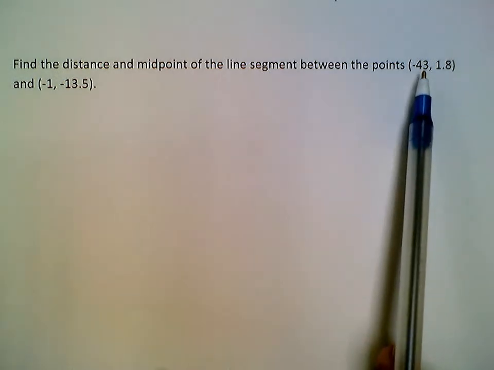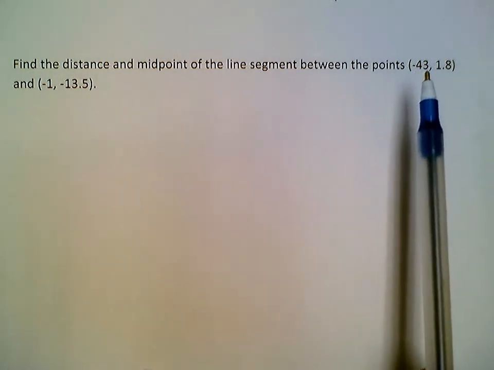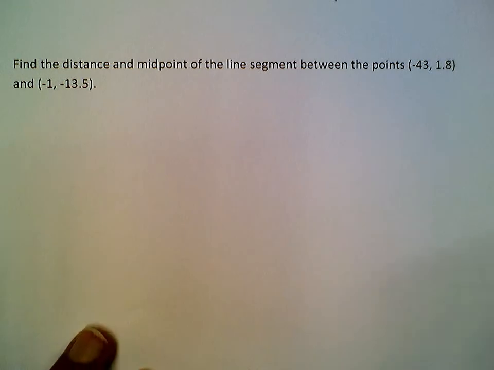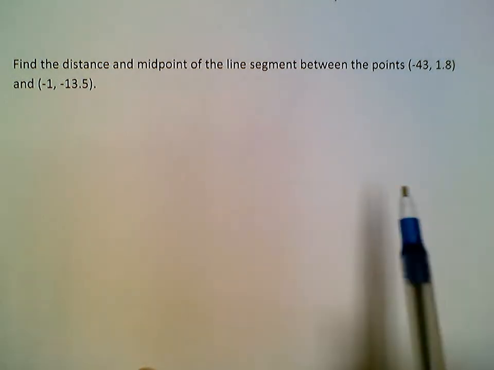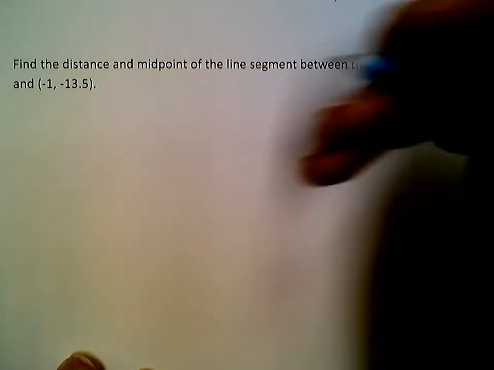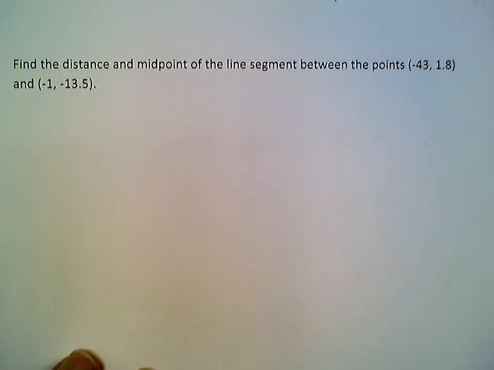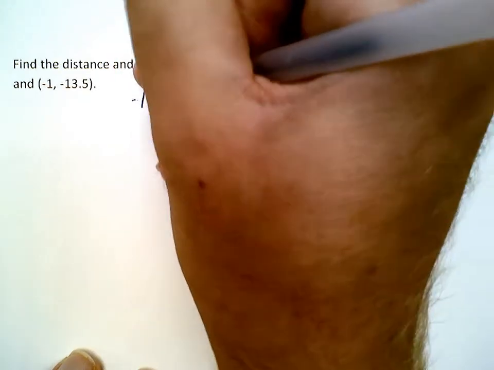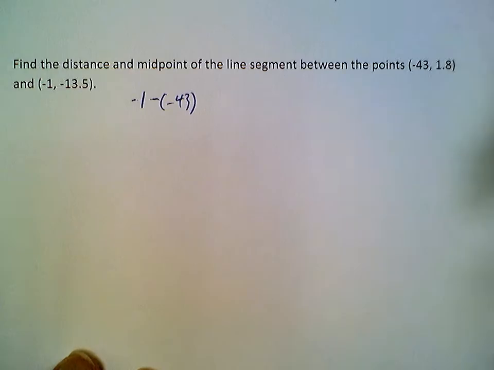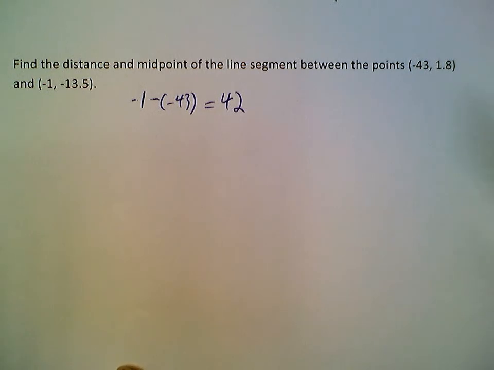If I look at the two points, my x-coordinates are negative 43 and negative 1. So all I need to do is find the distance from negative 43 to negative 1, and that would be the horizontal part of my triangle. Obviously the distance between negative 43 and negative 1 is going to be 42, because to find distance, you just subtract. Like you can take negative 1 minus negative 43 and you get 42. And just remember, distance is always positive, so make sure it's positive 42.